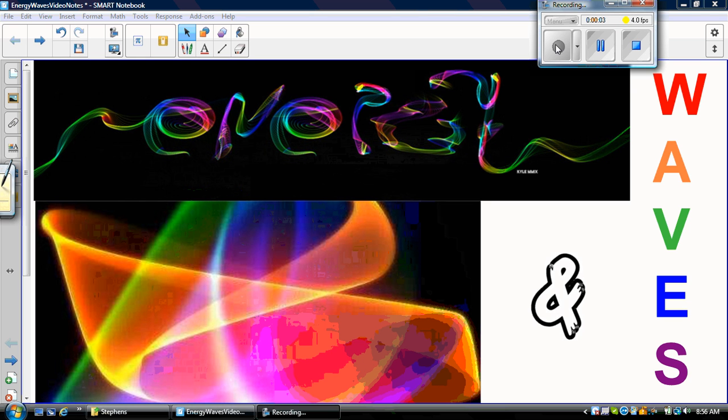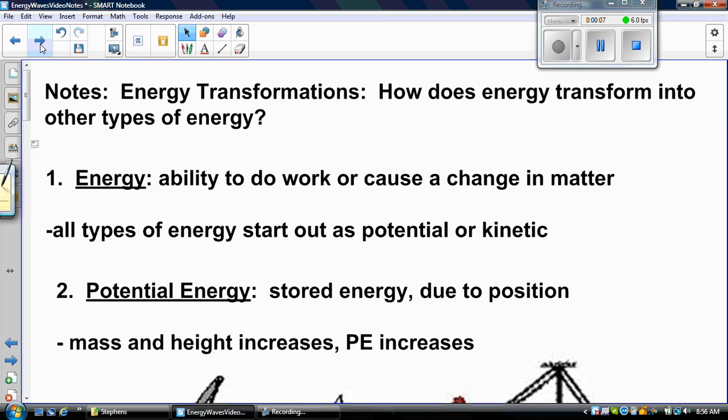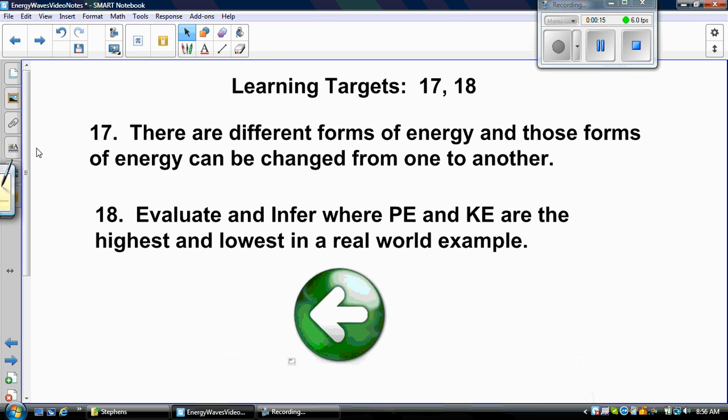Okay, we're now starting our unit on energy and waves. Today we are going to talk about how energy transforms into other types of energy. So our two learning targets today are learning targets 17 and 18. 17, there are different forms of energy, and those forms of energy can be changed from one to another. 18, evaluate and infer where potential and kinetic energy are the highest and lowest in a real-world example.